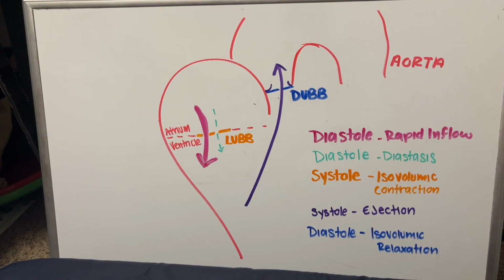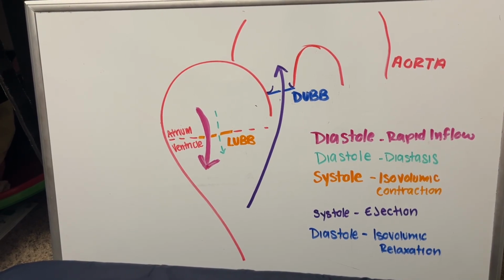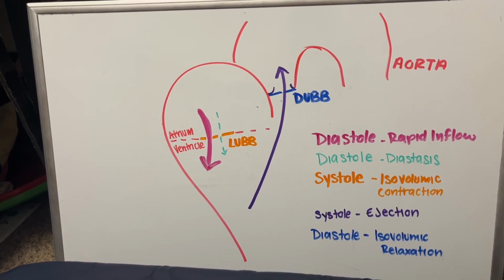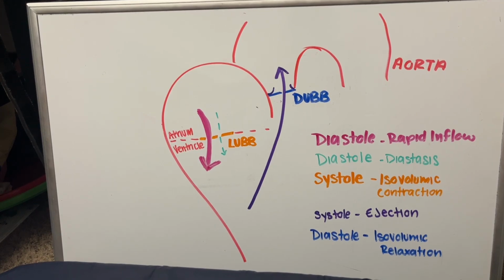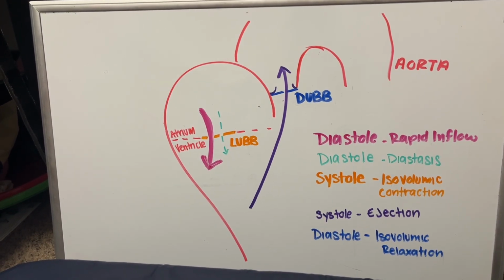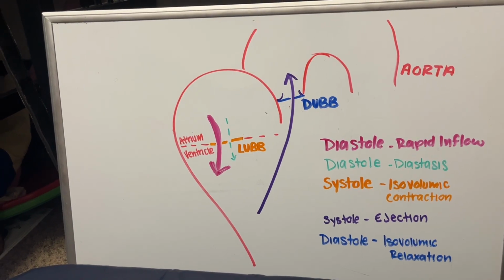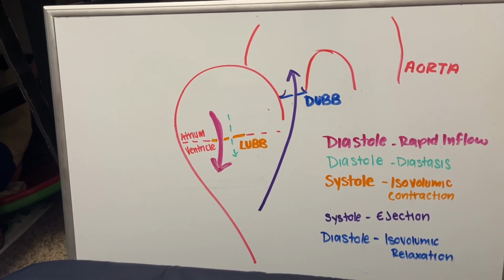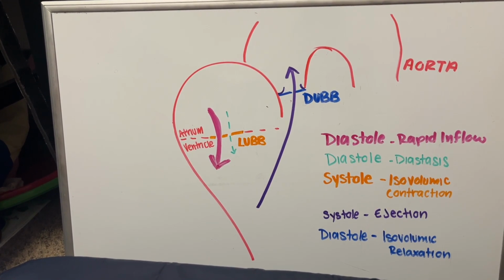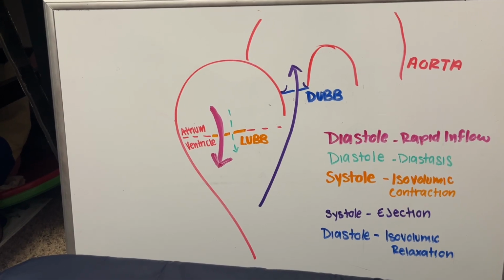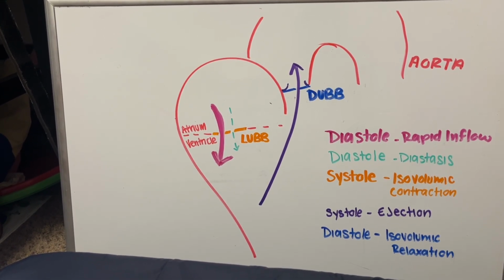Then we get to systole, ejection. When the pressure in the left ventricle exceeds the pressure in the aorta, the aortic semilunar valve will open. Blood is rapidly ejected from the ventricle into the aorta. Ventricular pressure continues to rise, reaching a maximum point, and aortic pressure also rises during ejection. Ventricular volume decreases significantly in this phase.